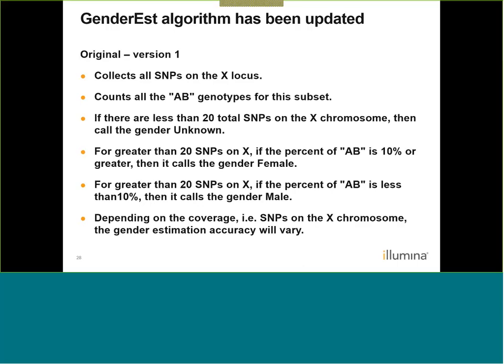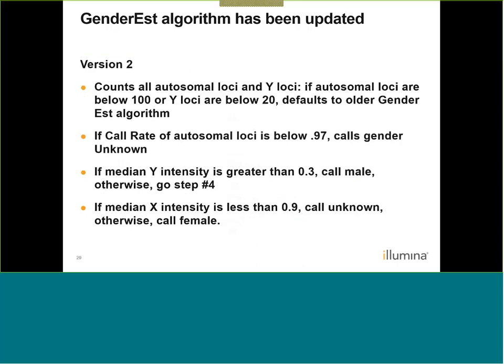For example, any exome-based arrays from Illumina will have very rare variants. Now, the GenderEst algorithm has been updated, and instead of relying on heterozygosity and genotypes, it relies on intensities.